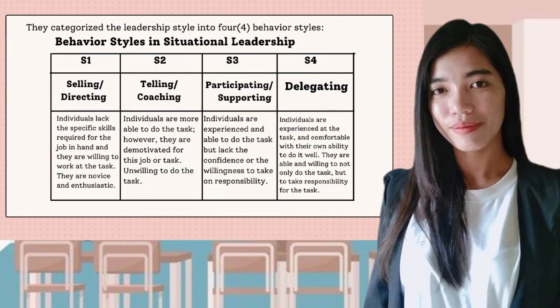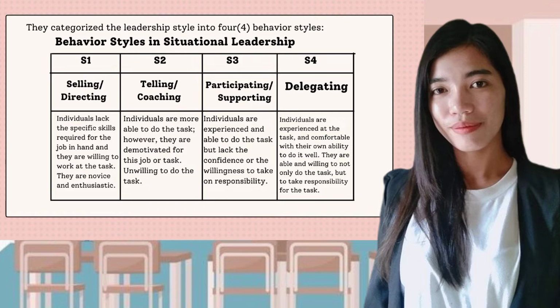However, they are demotivated for this job or task, unwilling to do the task. These are people who have time to do the task but they do not want to do it. They have many reasons, but the truth is, they really do not want to do the task. For example, I am free and I have time to help or do the task, but I reject it because I do not want to. I am not eager or willing to do the task.